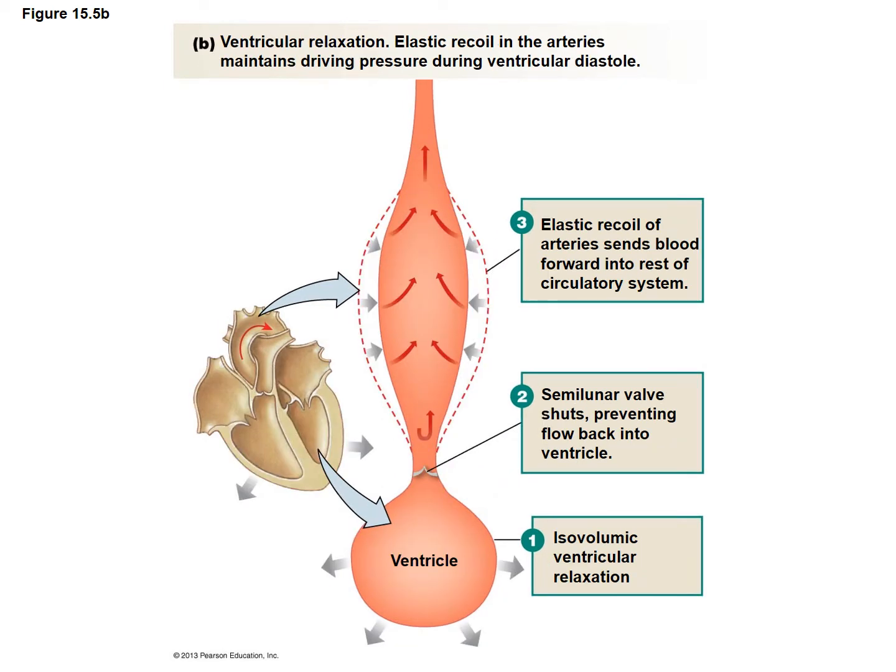We can see the release of this elastic energy as, during the isovolumic ventricular relaxation phase, the semilunar valves shut. This prevents backflow into the ventricles. A natural flow of blood back against the walls of the arteries is going to then force an elastic recoil. This elastic recoil is going to send blood forward into the circulatory system, causing that pressure gradient.